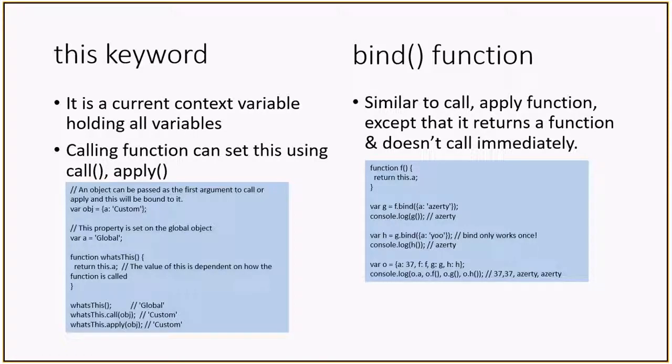G is a function, and then I'm calling that function, so it's a two-step process. I explained this here: similar to call and apply, except that it returns a function and doesn't call immediately. So where it will be useful is when you have a function which is using this dot something, then you bind this function with one object, and later on whenever you need it, you just call that. Got it?